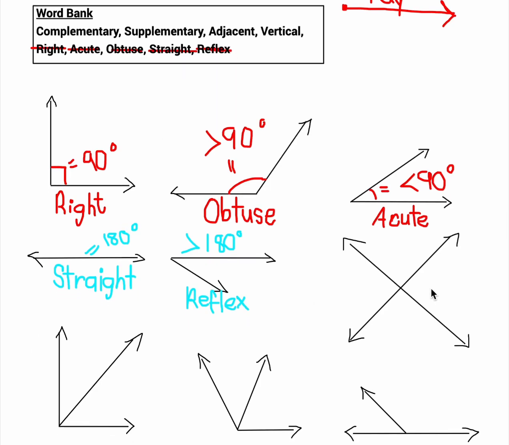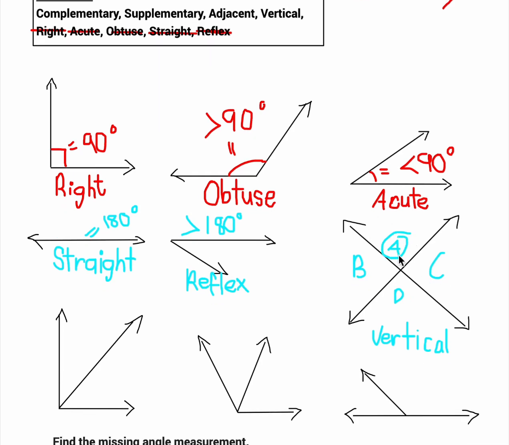So moving on to the next angle, this angle is very unique, and this is called a vertical angle. And this is because, let me write some variables, A, B, C, and D. And we can see that A and D have the same measurement and B and C have the same measurement.